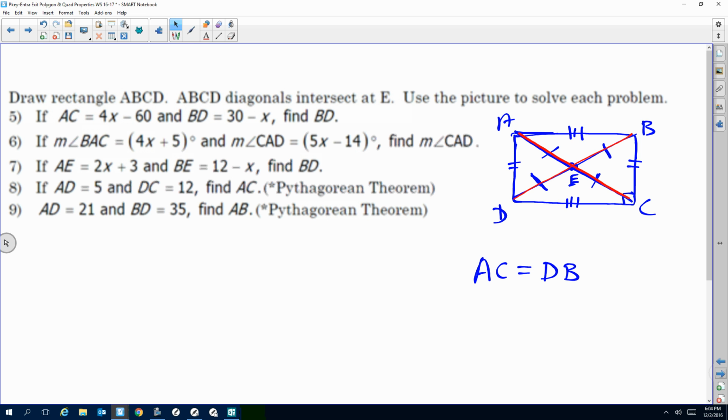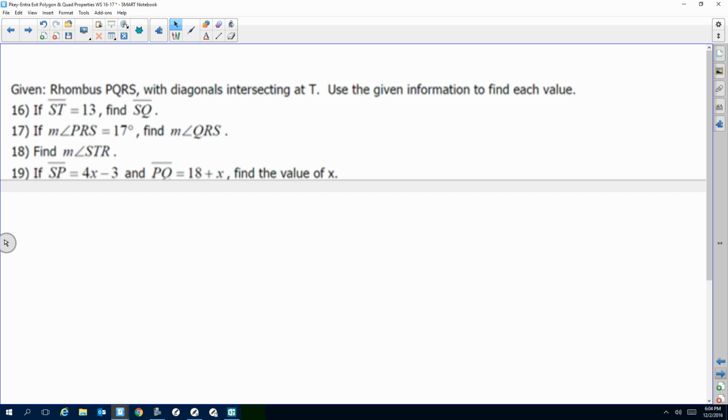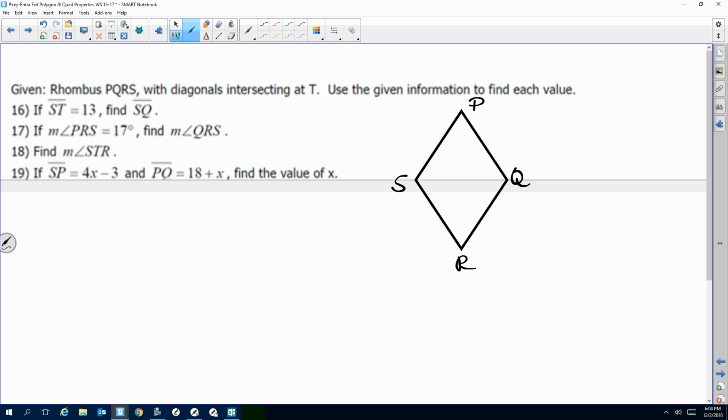I do want to talk about the last little section here because we're dealing with the rhombus. I want us to draw a rhombus. My rectangles were not all that cute anyway, so I'm going to go ahead and use this little tool here to help me make my rhombus. And again, like what I was saying, make sure we label consecutively. So we have a P, Q, and we have R and S. It says with diagonals intersecting at T.